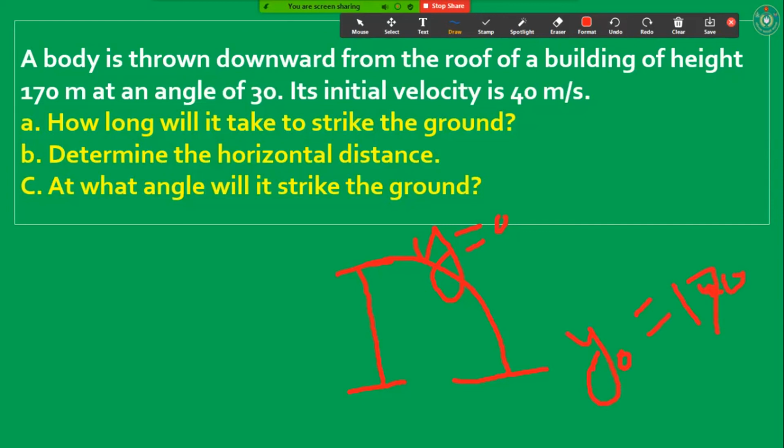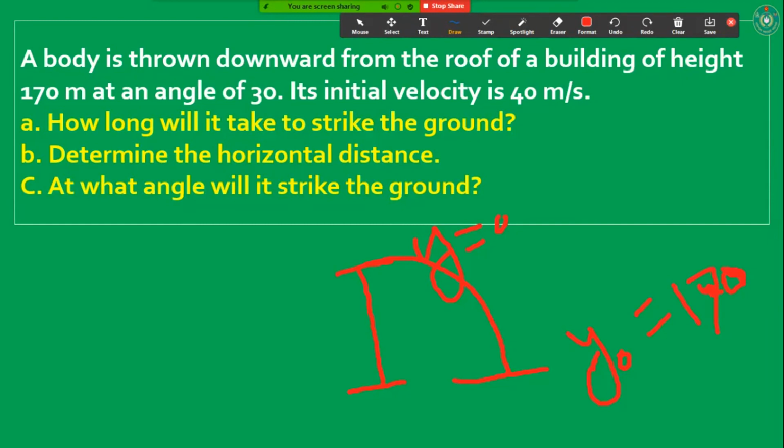This is a very confusing equation, so I am trying my level best to make you clear about the application of this equation. I think it will be very clear to all of you.